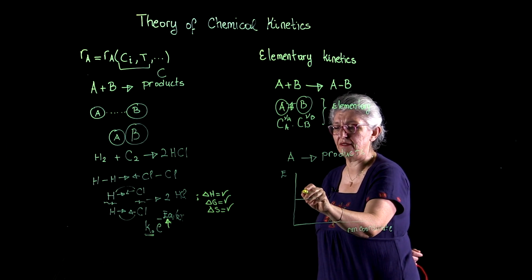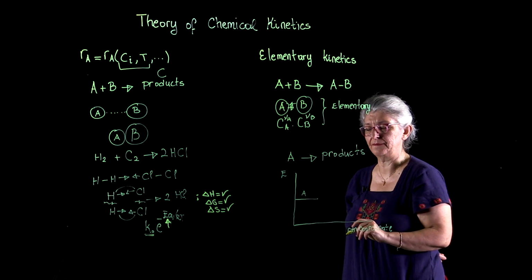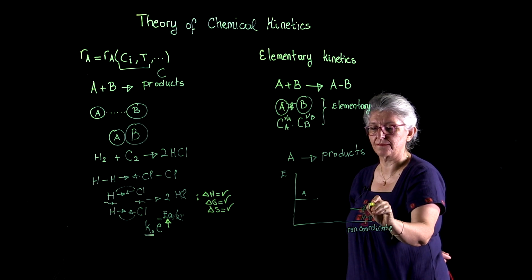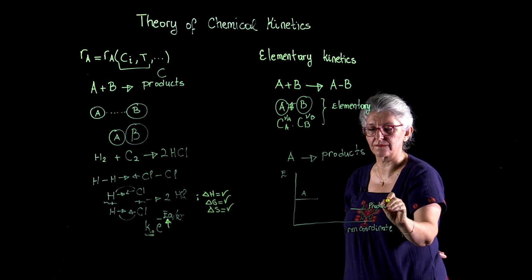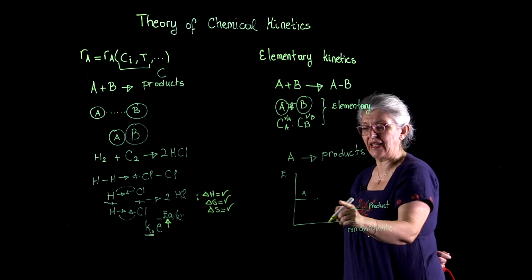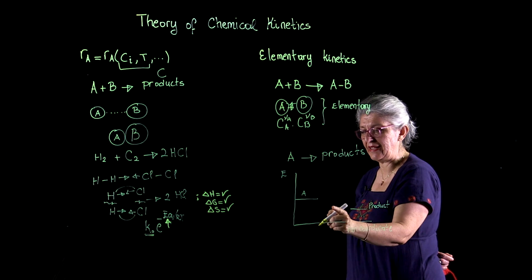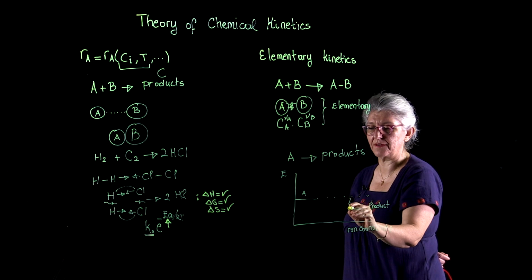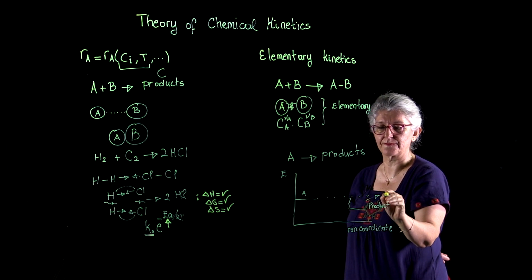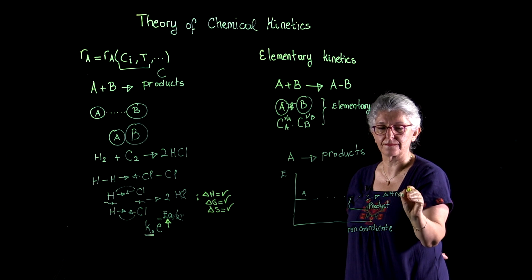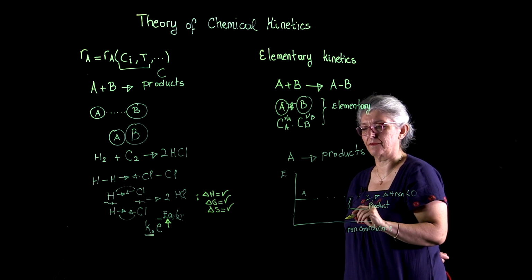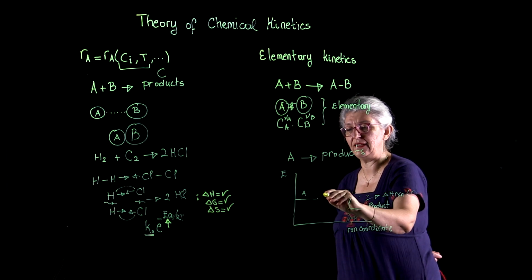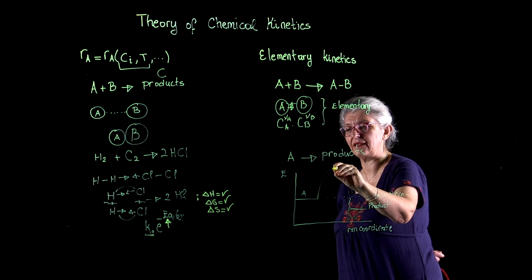starts with the reactants. This is our reactant A. Let's say that our product is here. Product has less energy than A. As a result, it has to give away the difference. But A doesn't go to products immediately. It has to overcome an activation barrier.